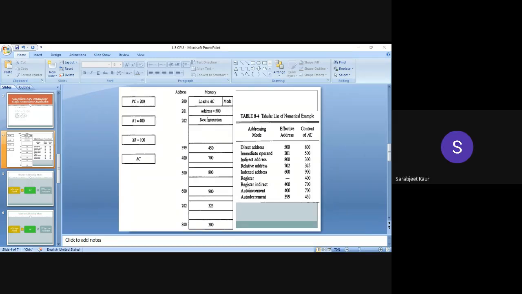Now we are going to look at the direct and the indirect addresses as we did them in chapter number 5. So you should tell me, what will be the effective address if the mode is direct address? Who will tell me? Don't look at the screen. Don't look here and just tell me from the snapshot. Nobody knows.